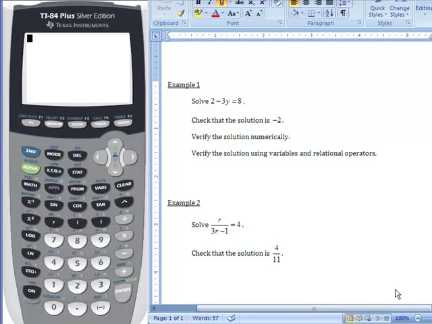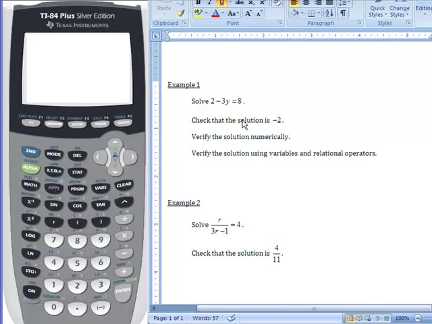Checking equations in two ways. In our first example here, we were asked to solve the equation 2 minus 3y equals 8. And we're not actually going to go through the solution process. What we're interested in here is how do we check the solution? So we're asked to check that the solution is negative 2.